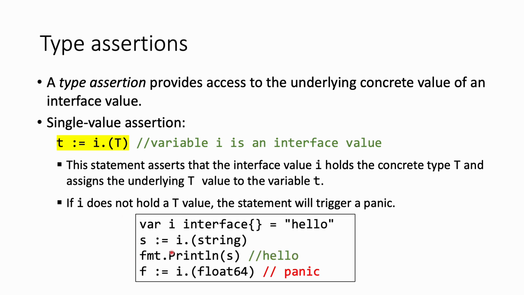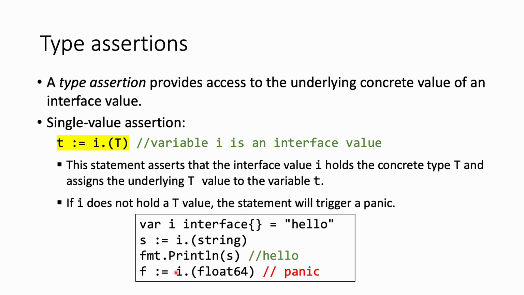For example, let's declare variable i to be of the empty interface type and let it hold the string value "hello". Then the statement s := i.(string) is an assertion which asserts that the interface value i holds the concrete type string and assigns the string value "hello" to variable s. So when we print out the variable s, it displays the string hello.